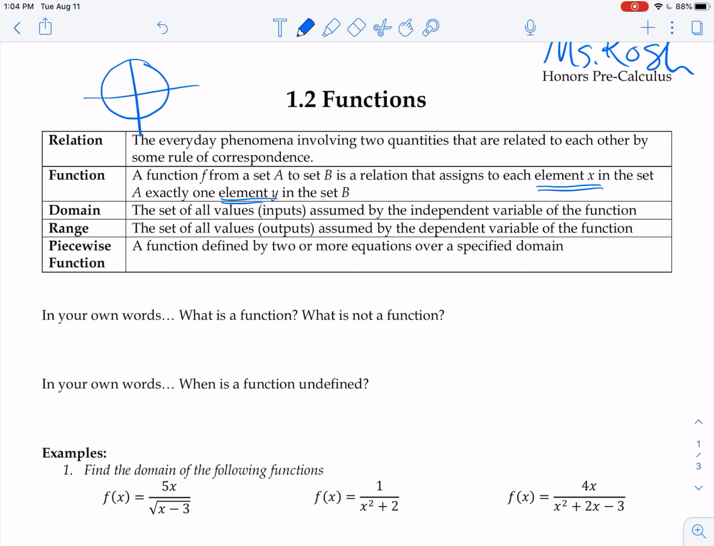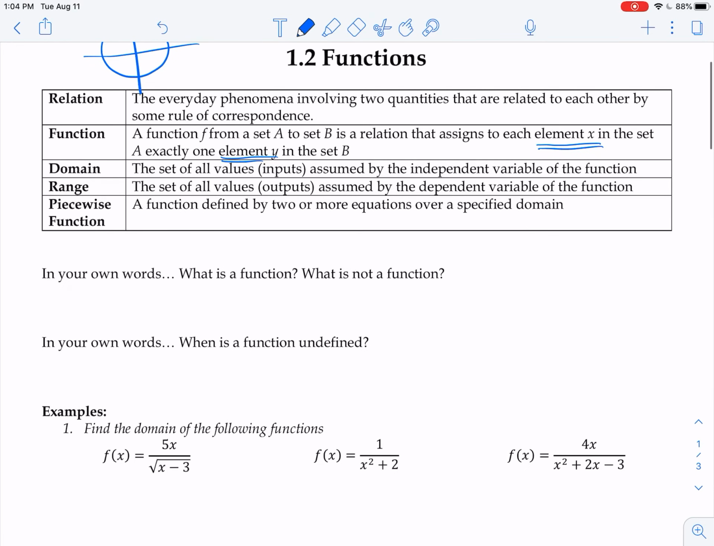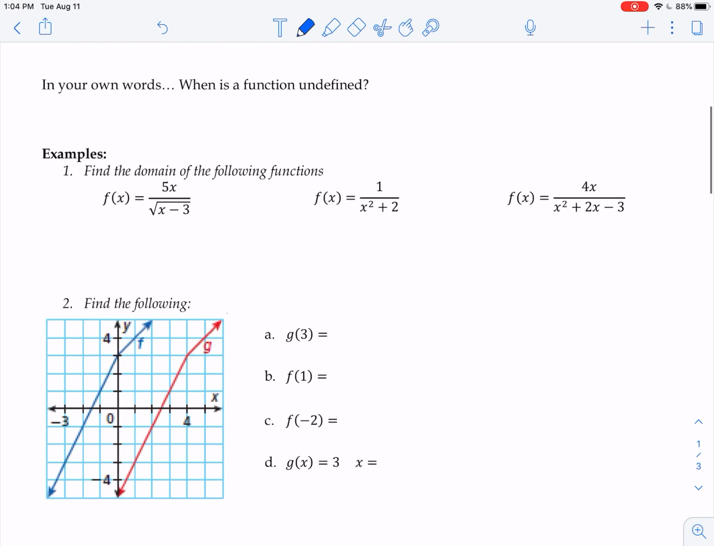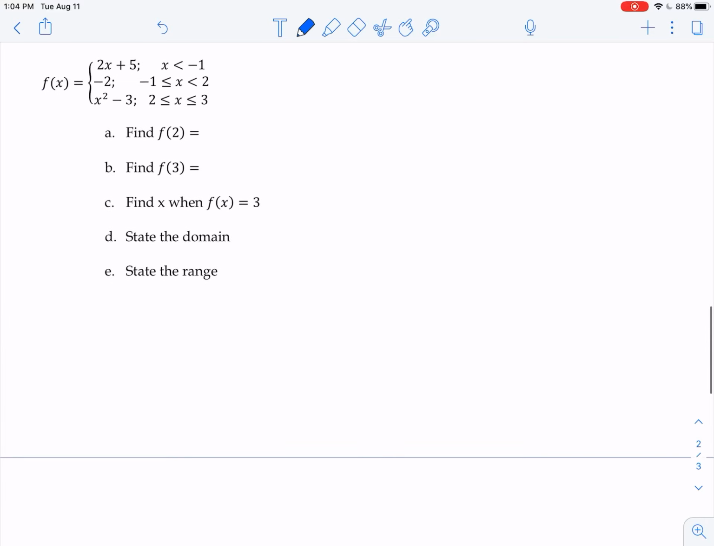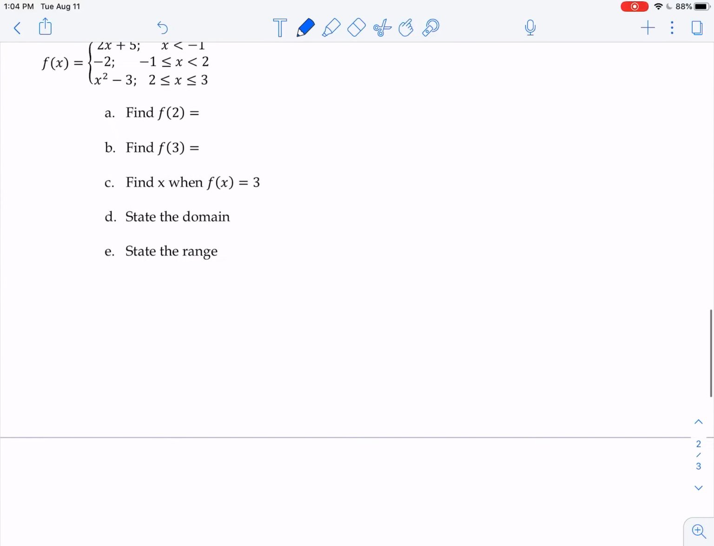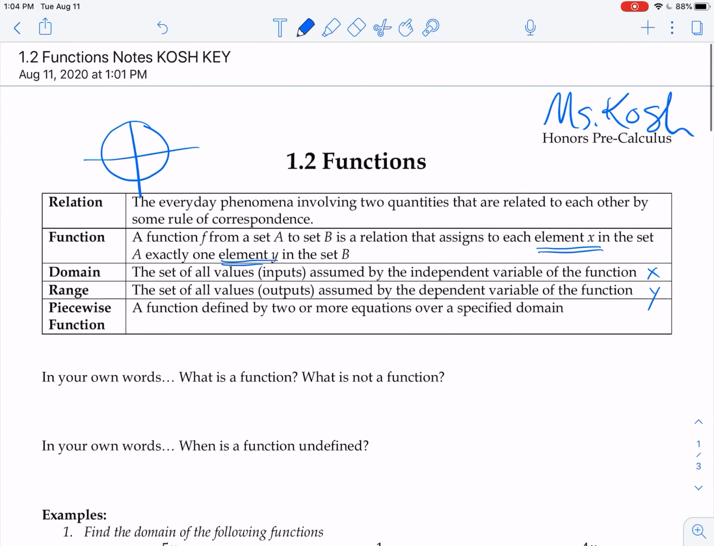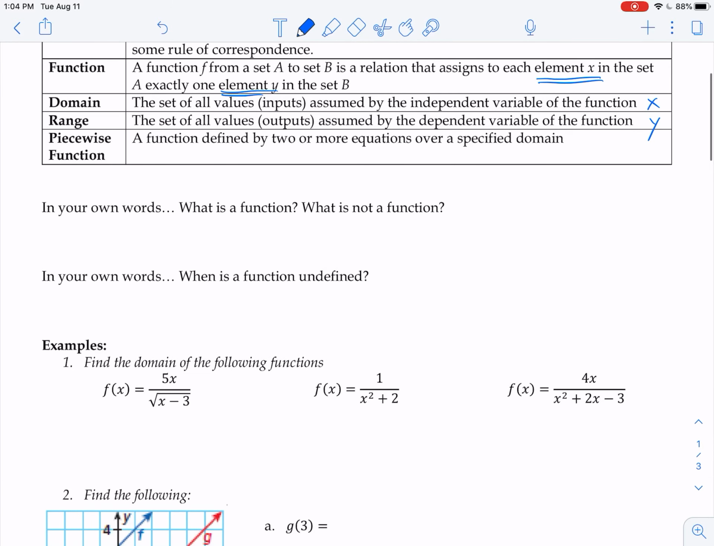A one-to-one function would go the opposite way, where every element in the y also has one in the x, but we'll get into that more as we go. The domain are the x values, the range are your set of y values. A piecewise function is a function defined by two or more equations. As we keep going, like this number 4 and number 5, those are piecewise functions for us.